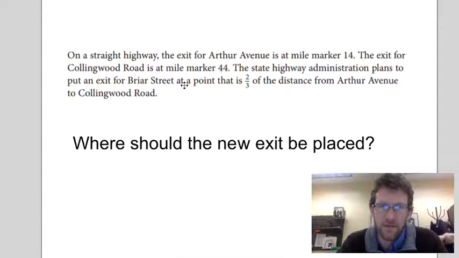marker 14, the exit for Collingwood Road is at mile marker 44. The State Highway Administration plans to put an exit for Briar Street at a point that is 2/3 of the distance from Arthur Avenue to Collingwood Road. So where should the new exit be placed?